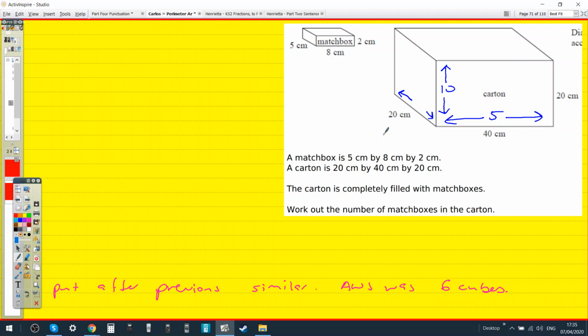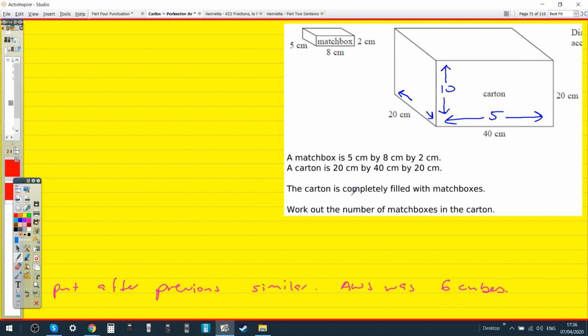Then you can fit it'll be not an even number. So what are you dividing by what? 20 and 8. You used 8, so you did 40 divided by 8 and you got 5. Like 8 times 5 will give 40, so that's the base. The height was 20 and 2, so that was 10.